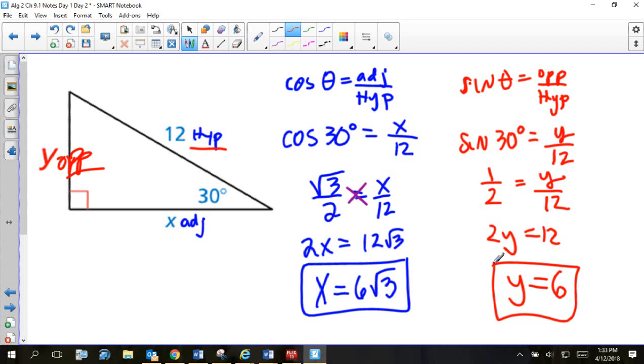This one? Yes. Well, did you get 12 times radical 3? Oh, that is the cosine of 30 degrees. Oh, okay. You didn't use sine twice.